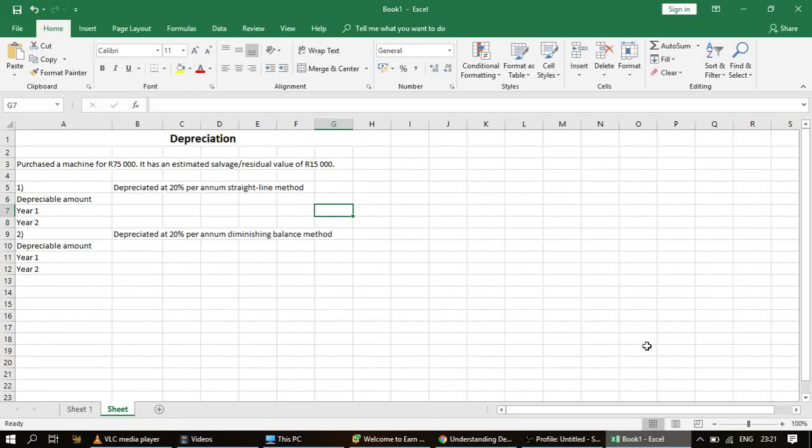Welcome to Counters. In this lesson, we'll be looking at two depreciation calculations, one using the straight line method and the second using the diminishing balance method. So let's look at the first one, which is the straight line method.